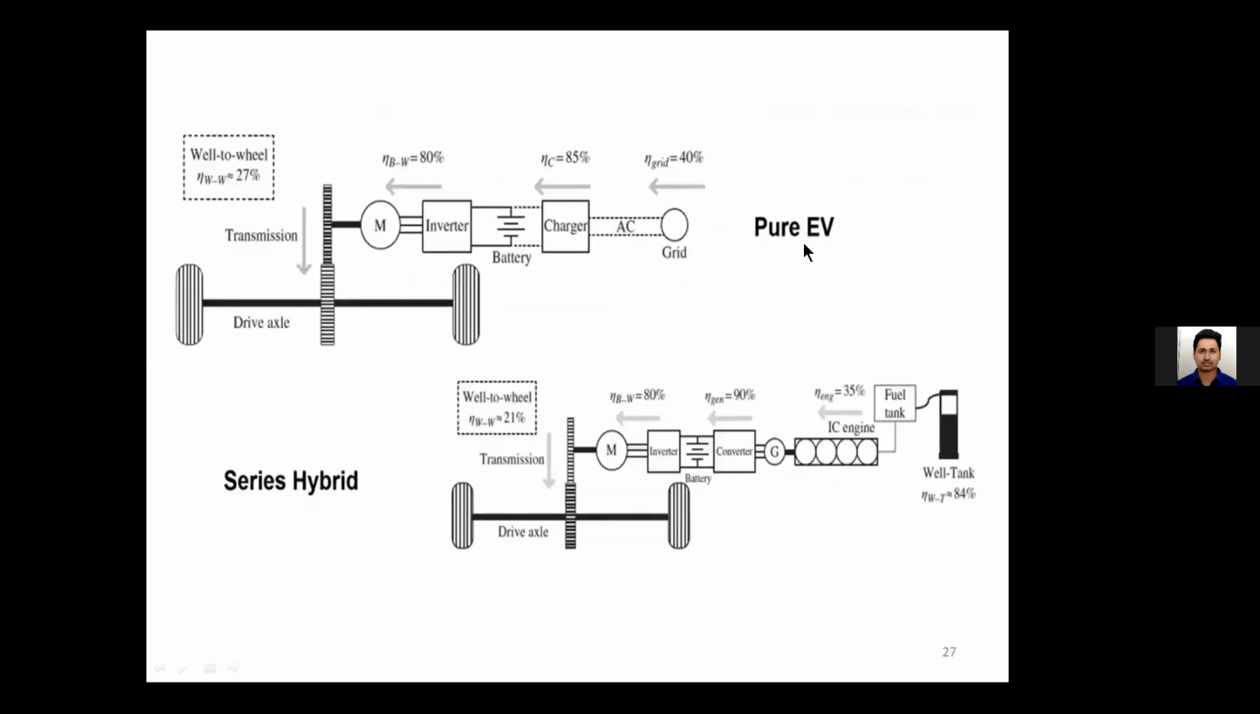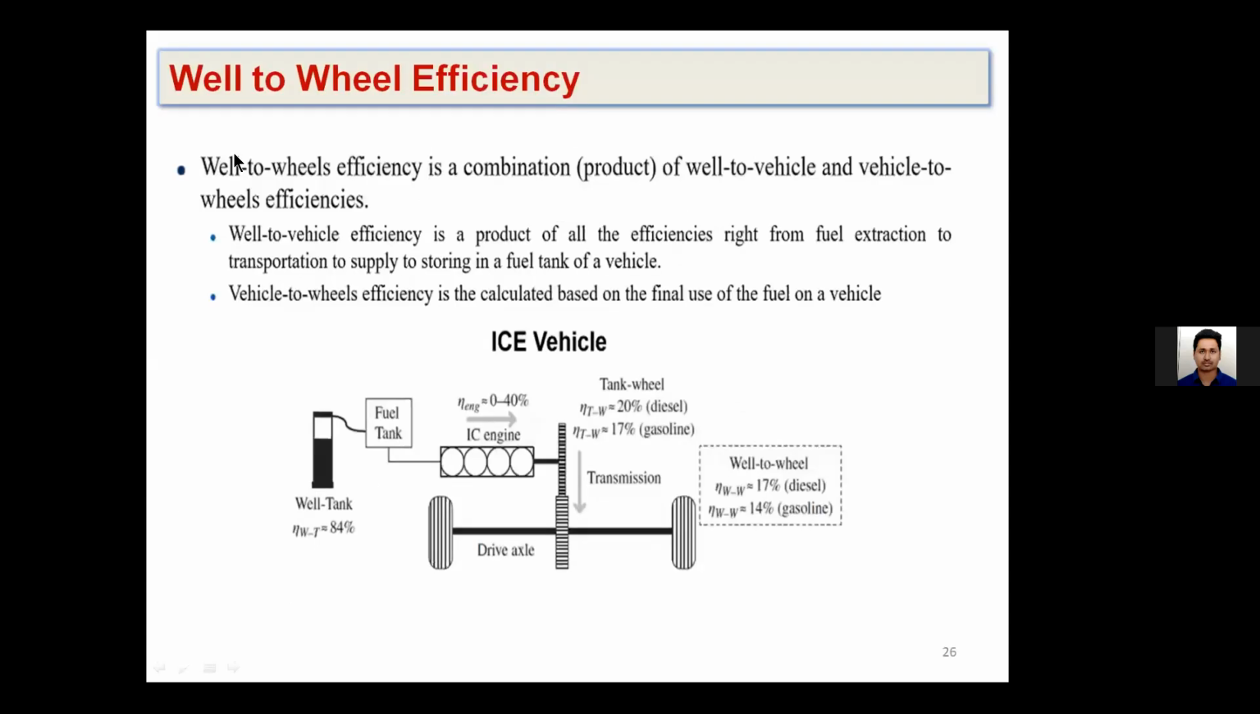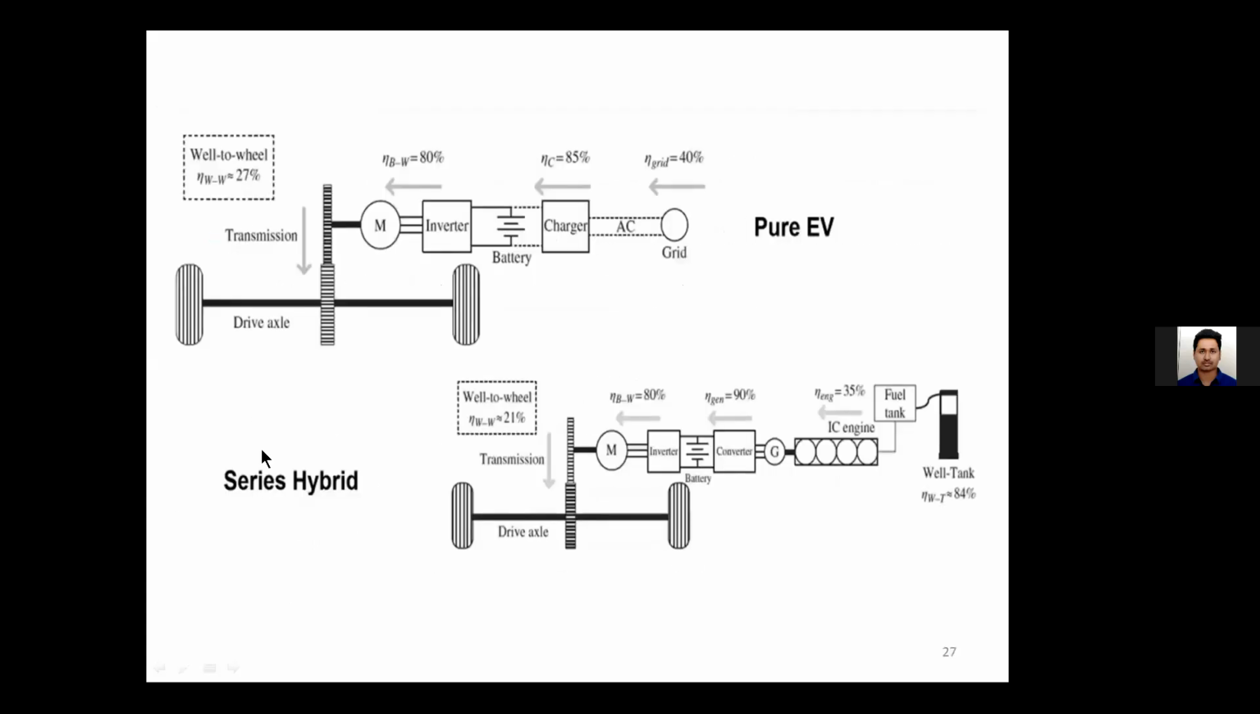If we compare with a pure EV, the well-to-wheel efficiency is around 27%, which is much better, around 10% more when you compare with the diesel engine. And in the case of a series hybrid, the well-to-wheel efficiency is 21%.